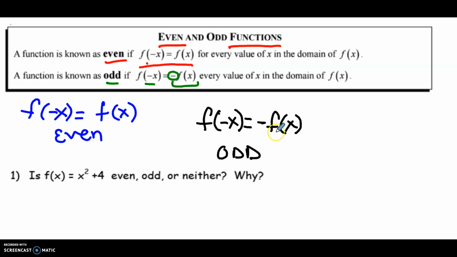Now what happens if I don't get the completely the same or completely opposite? Well then it's what we call neither. It's neither going to be even or odd.